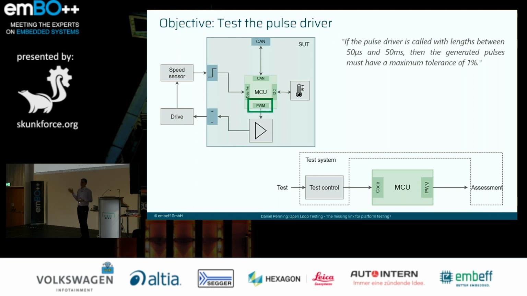What we want to do is test this pulse generation. So only a single component of our overall system. And we want to test requirements like this. If the pulse driver is called with lengths between 50 microseconds and 50 milliseconds, the pulse should be within a tolerance of 1%. That's a requirement, not a system requirement, but a component requirement. And this test, so from a test structure, we will influence the code. We call a function on the microcontroller, the driver, the pulse generation, and observe the output.